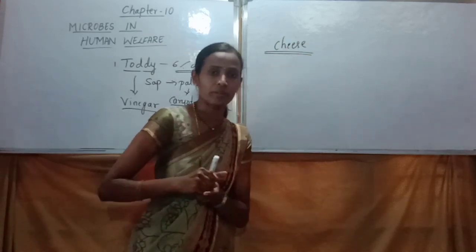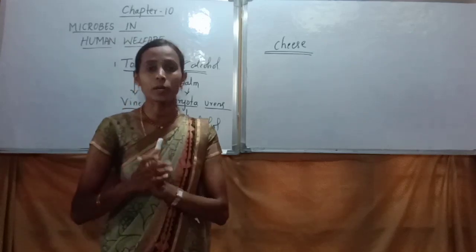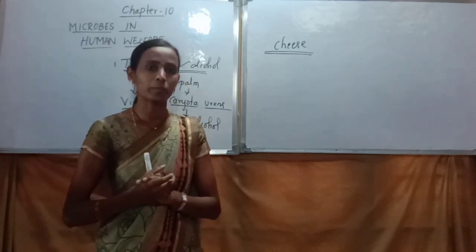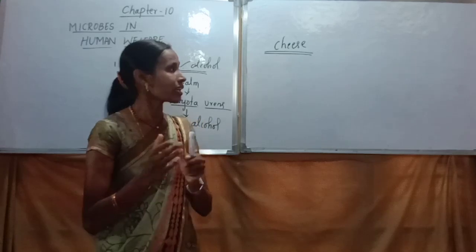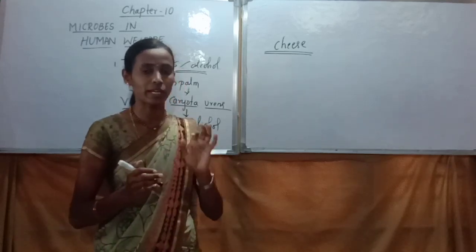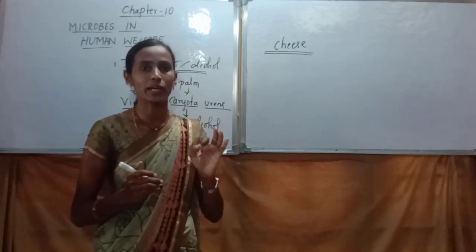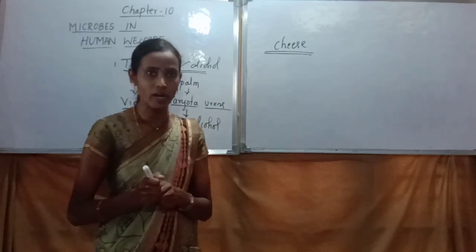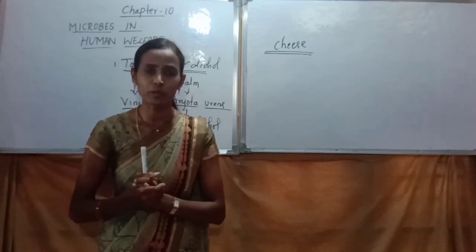So cheese is also very important and interesting. Cheese is one of the oldest milk products obtained by the process of fermentation, and this is also very important. You should remember it is the oldest milk product obtained with the help of microorganisms. Then how is this cheese prepared?